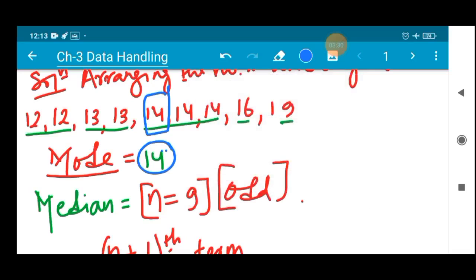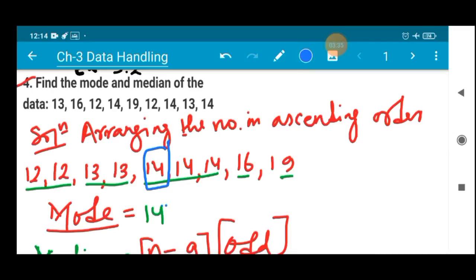So I hope you have understood this. That was a mistake, I had written 15. There is no 15 in the question, so how can your median become 15, right? So that was a mistake. Okay, excuse me for that.